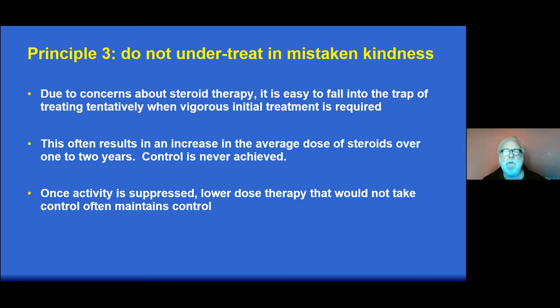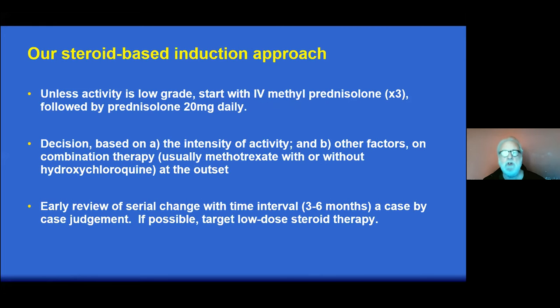Third principle, I think there's a danger because of concerns about steroid therapy to be too tentative when you first introduce therapy, because what happens is that control is then never achieved. And often this results in an increase in the average dose of steroids over 1 to 2 years because you have to keep coming back to try to take control, but you don't do it vigorously enough. And once activity is suppressed, very often lower dose therapy that would never take control is successful in maintaining control.